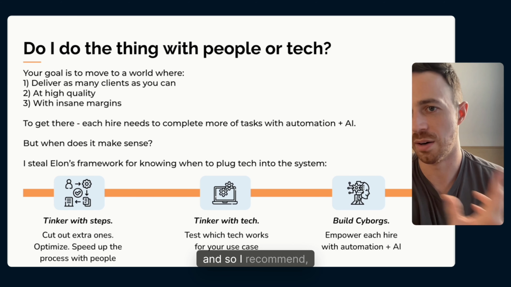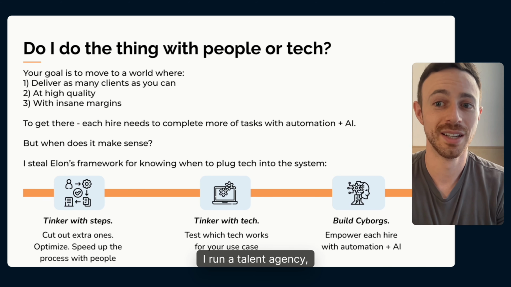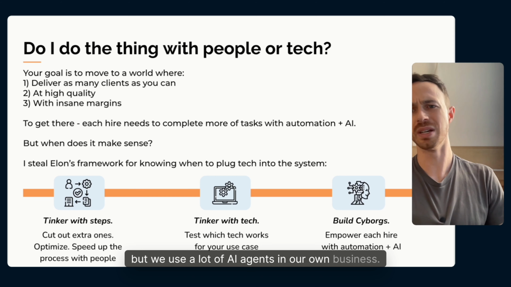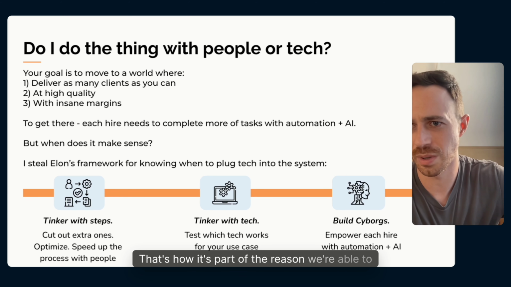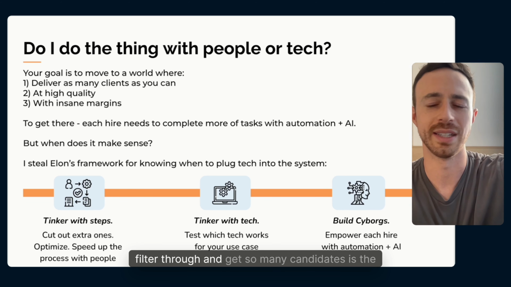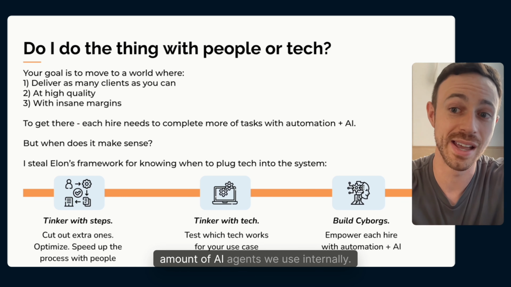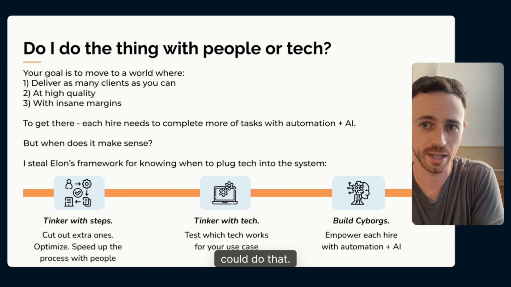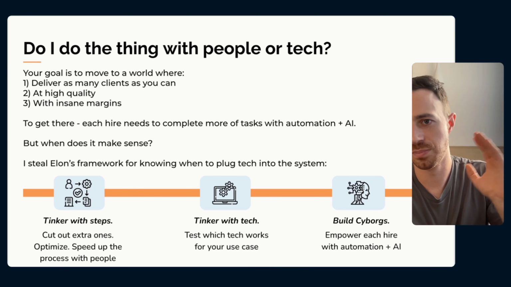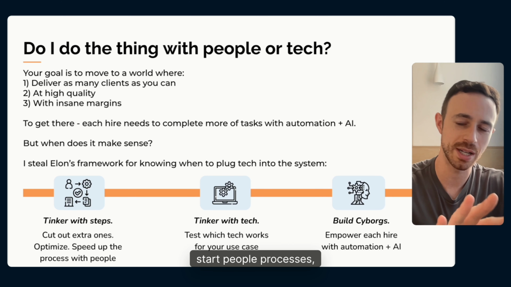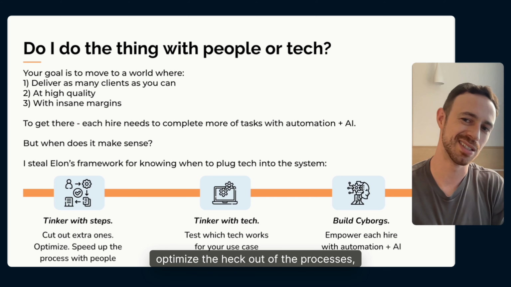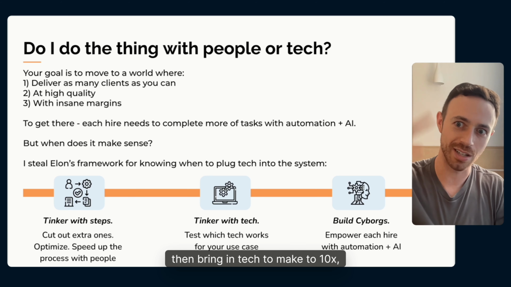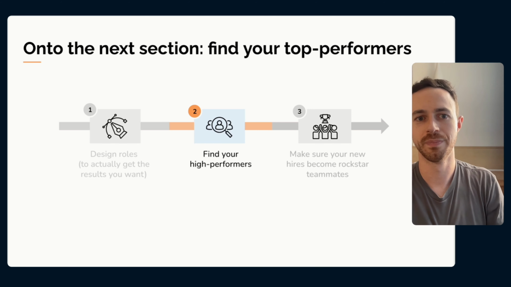And so I recommend, again, biased, I run a talent agency, but we use a lot of AI agents in our own business. That's part of the reason we're able to filter through and get so many candidates: the amount of AI agents we use internally. But we had to do a manual process first before we could do that. When in doubt, start with people and processes, optimize the heck out of those processes, then bring in tech to 10x, 100x, 1000x those processes, right?